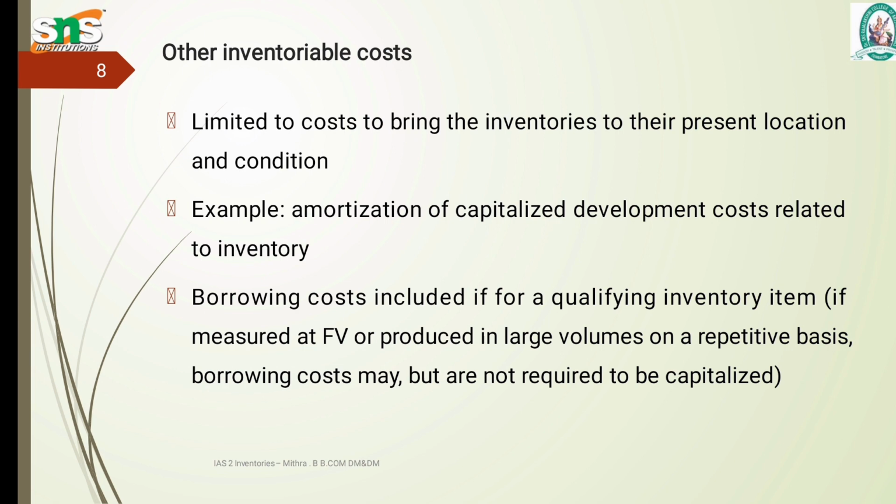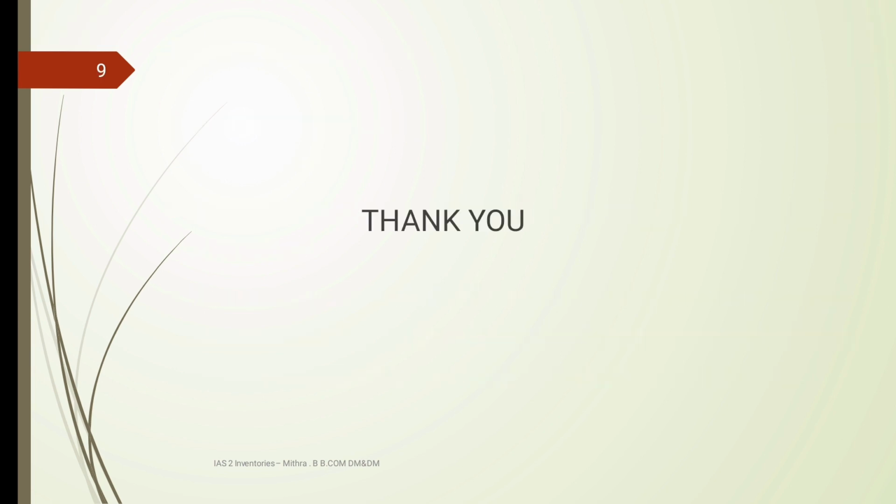As already told, IAS 2 is the standard for what costs are recognized as inventory cost and when these costs are transferred to the income statement as expenses. We have also gone through the measurement, inventories as assets, purchase cost, conversion cost, the joint cost overview, and the other inventoriable costs.